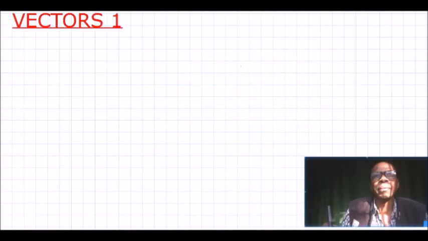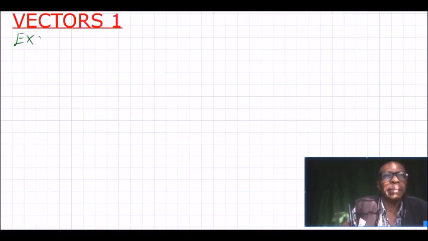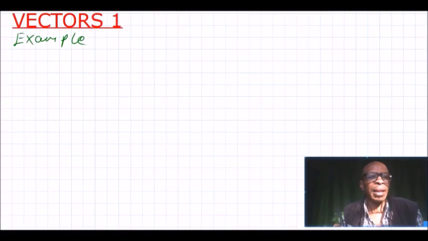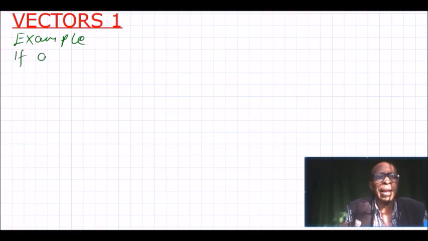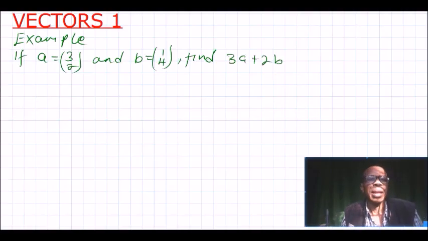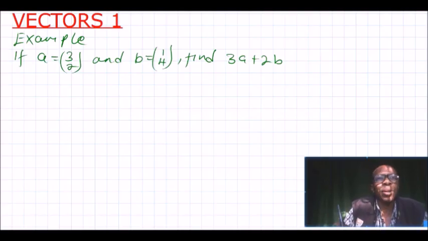We do another example here. This example says if A is equal to (3, 2) and B is equal to (1, 4), find 3A plus 2B.